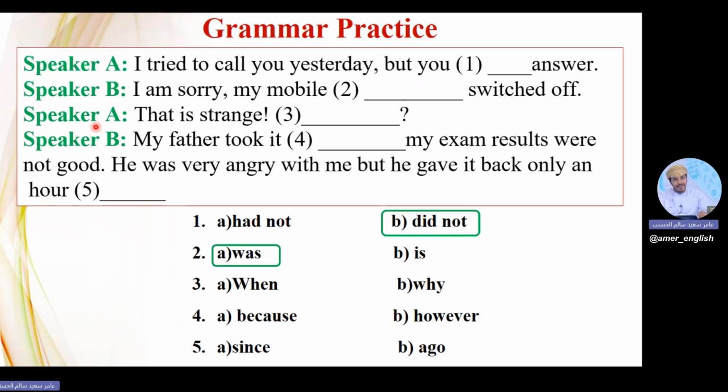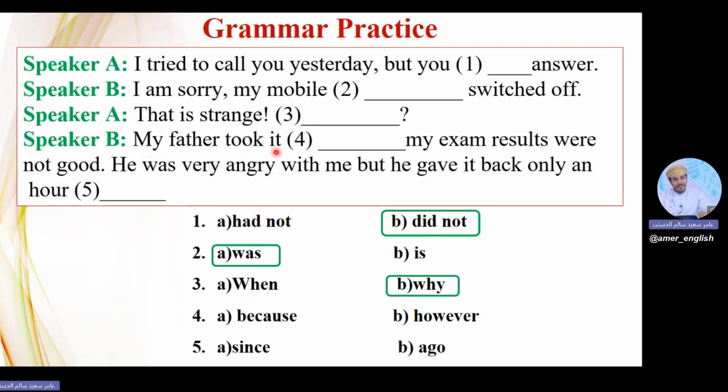So speaker A replied, that is strange. When or why? Okay, so here we have a question, right? So we need to read the answer in order to identify, because we know that when is used to ask about the time and why is used to ask about a reason. Let's have a look at the answer. My father took it. Okay, so it didn't ask about time. So I don't think the answer for number three is when. So the answer is why. Excellent.